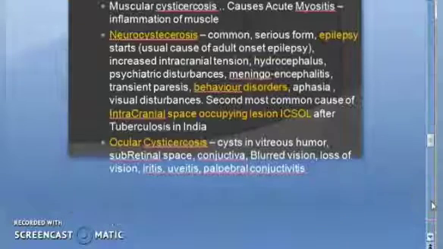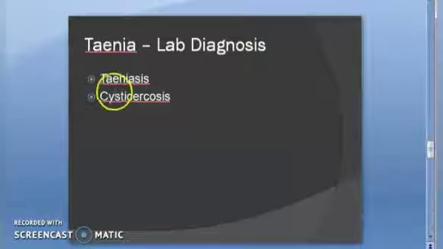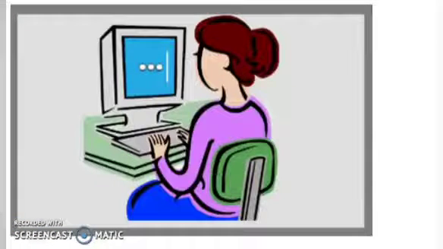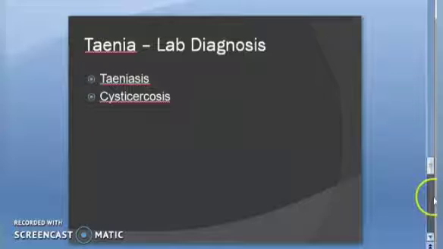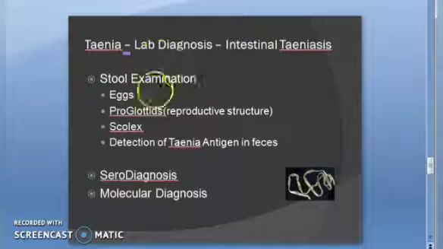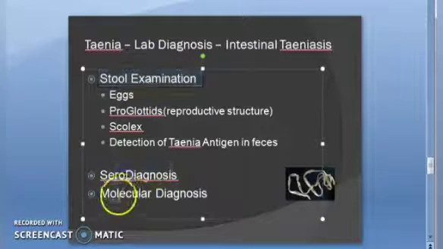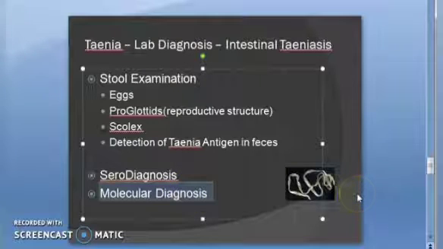Next is the lab diagnosis of taeniasis and cysticercosis. Separately, we'll handle them. Are you awake? Is it going over your head? Shall we move on to lab diagnosis? So, taeniasis, let's look at the lab diagnosis. Stool examination, serodiagnosis, molecular diagnosis. You have already seen these headings mentioned earlier in the overview. So, let's look at the details now.